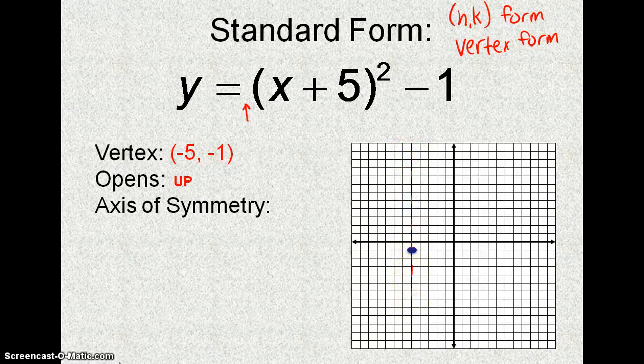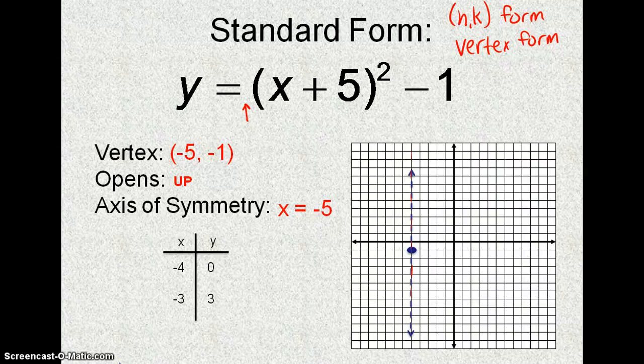What is that line? That's x equals negative 5. Now, how will we get our other points? Just make a little chart.